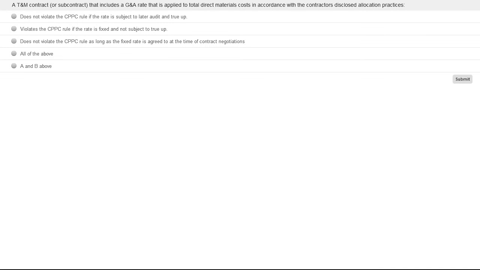Time for our last polling question. All right. Our final question is, a T&M contract or subcontract that includes a G&A rate that is applied to total direct materials costs in accordance with the contractor's disclosed allocation practices, does not violate the CPPC rule if the rate is subject to later audit and true-up, violates the CPPC rule if the rate is fixed and not subject to true-up, does not violate the CPPC rule as long as the fixed rate is agreed to at the time of contract negotiations, all of the above, or A and B above.